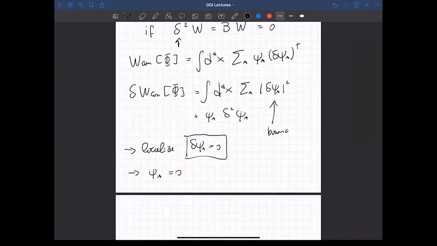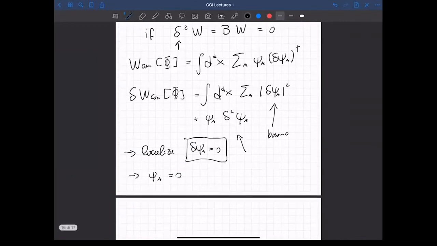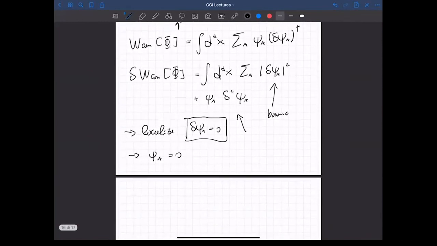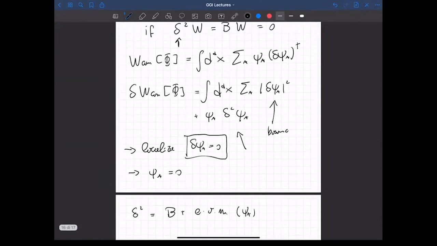A further tricky point comes here when you have this term psi alpha delta squared psi alpha, because in many cases delta squared will give you b, but when they act on psi they will give also the equation of motion of the fermions, because for many theories the supersymmetry is only realized on shell, and this is a problem.